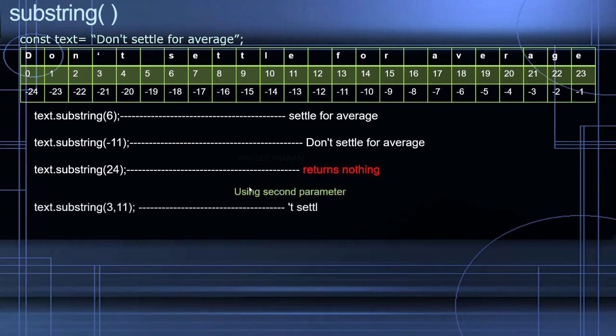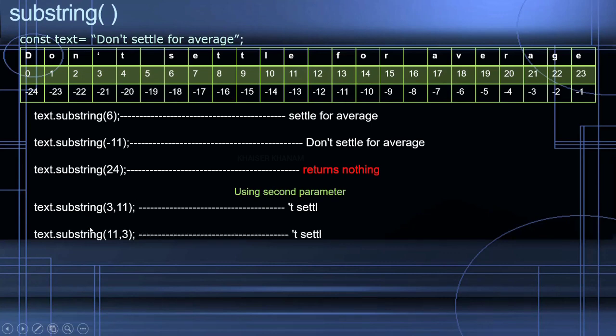Now using the second parameter, 3 comma 11, I will get the same result as whatever we got in slice. For this also we will get the same result. The end index will not be counted here as well.